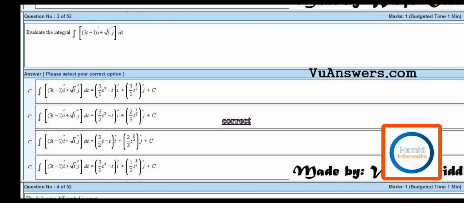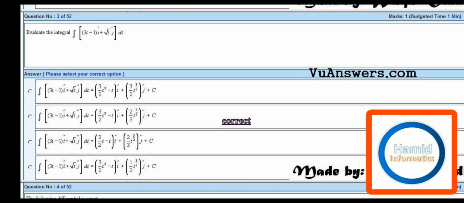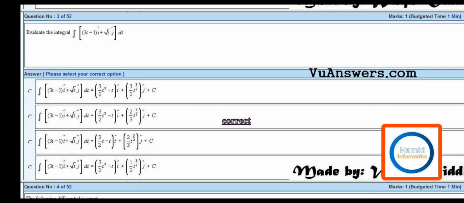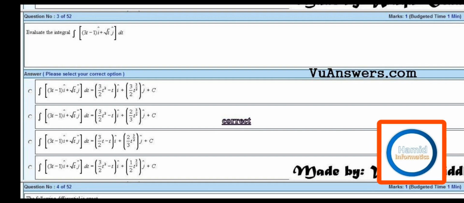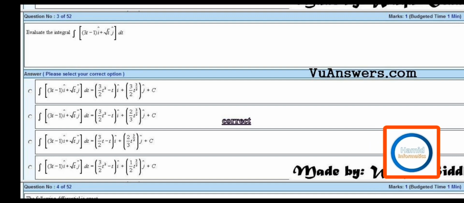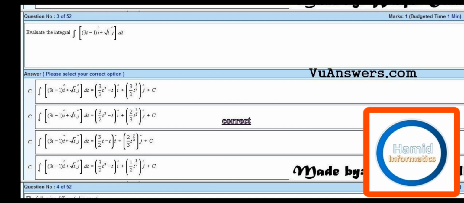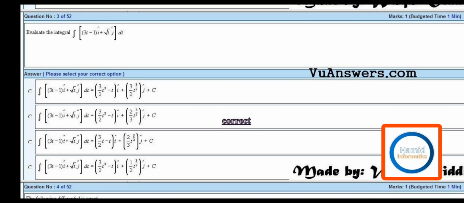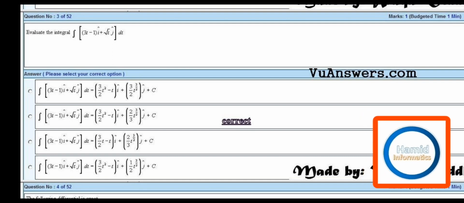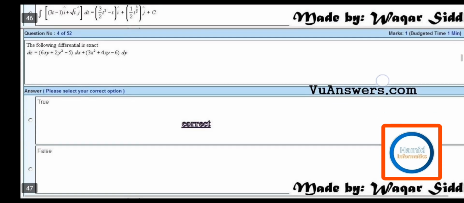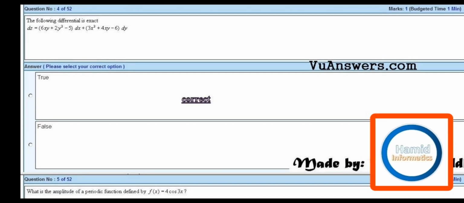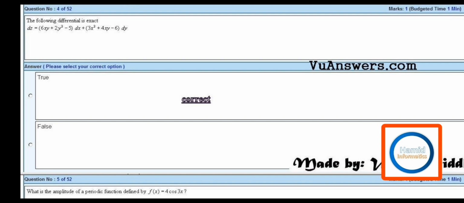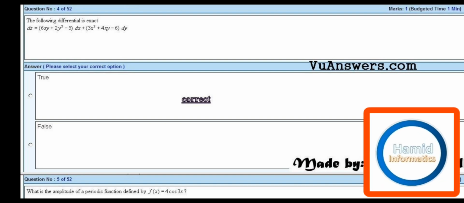Evaluate the integral of (3t minus 1) unit vector i plus under root t unit vector j dt, and the answer is the second one: the integral is equal to (3 by 2 t squared minus t) unit vector i plus 2 by 3 t to the power 3 by 2 j plus c. Next one is, the following differential is exact. dz is equal to (6xy plus 2y squared minus 5) dx plus (3x squared plus 4x plus 4xy minus 6) dy, and the answer is 2.